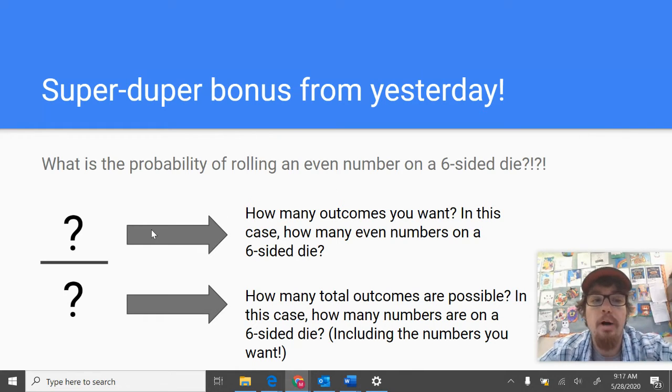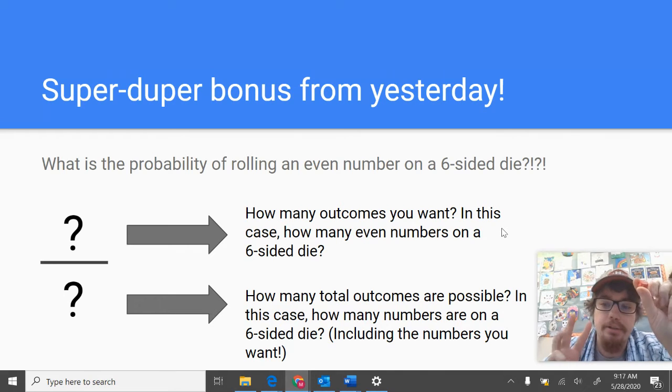Remember, when we write our fraction, the number on the top says how many outcomes you want. In this case, how many even numbers are on a six-sided die? So 1's not even, so we can skip that one. But 2 is, so there's 1 even number, 2. 3 is not, but 4 is, so that's 2. And then 5 is not, but 6 is, so that's 3 even numbers.